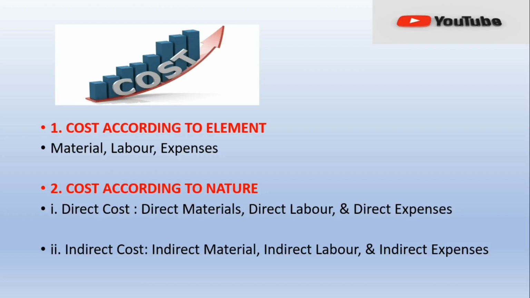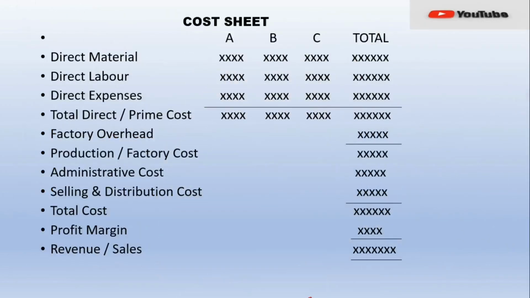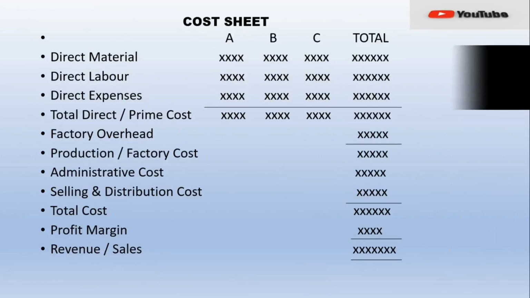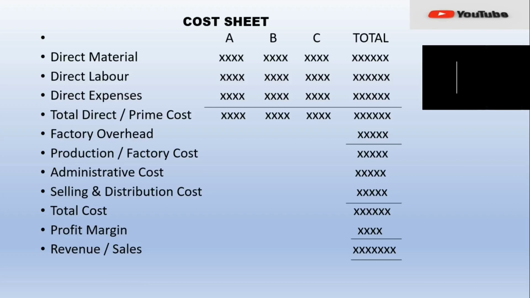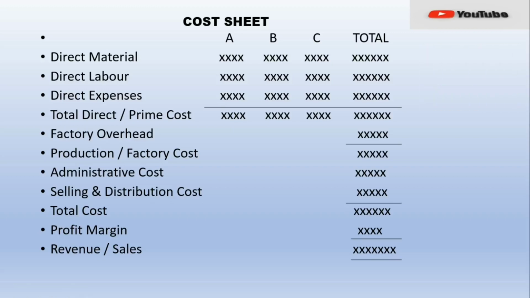So now, as a result of this, we are going to show the cost sheet as a cost accountant. You need to understand that we have direct material, direct labor, and direct expenses in order to determine the total direct cost or prime cost. Having done that, we need to consider the factory overhead, which are the indirect costs that need to be added back to the direct cost or prime cost. Then that will result in production cost or factory cost.